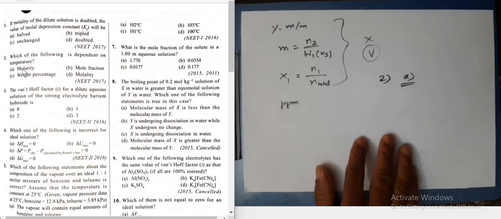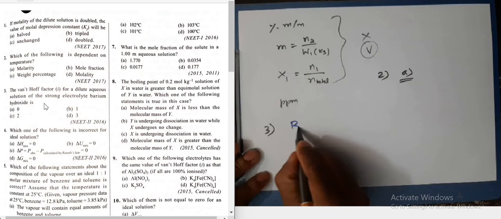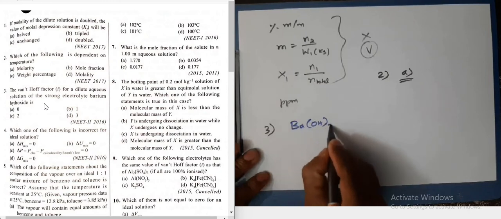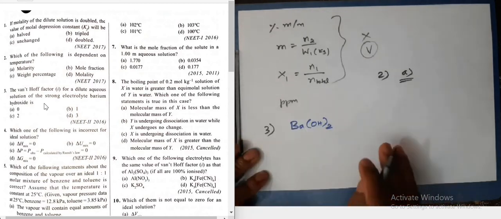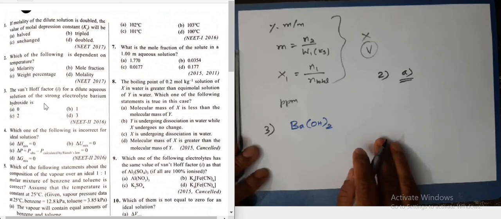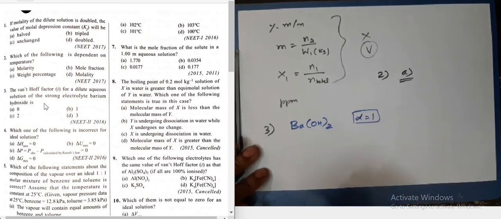Then question number 3, the Van 't Hoff factor. Students, go through the question. The Van 't Hoff factor for a dilute aqueous solution of the strong electrolyte barium hydroxide is... You know very well the formula of barium hydroxide is Ba(OH)2, and it is clearly given as a strong electrolyte. A strong electrolyte will undergo complete ionization, so alpha is equal to 1.